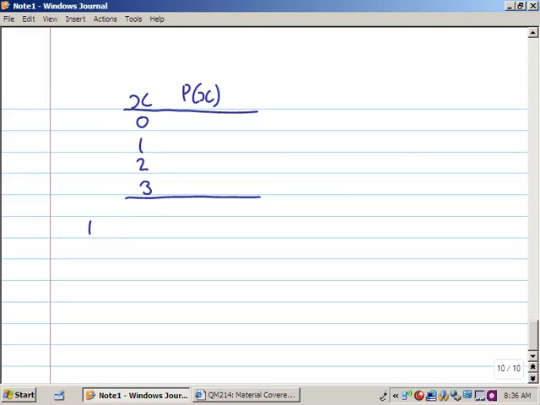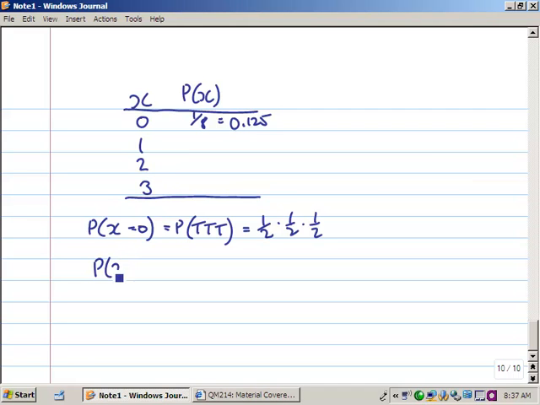Remember X is the number of heads, so the probability that X is 0 is essentially the probability of a tail, a tail, and a tail. There's only one way of doing that. So a half times a half times a half, and that's 1/8, 0.125. Since it's symmetrical, the probability that X is 3, that is 3 heads, is the same thing.